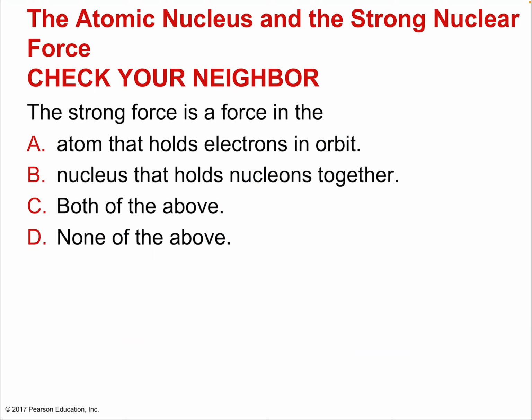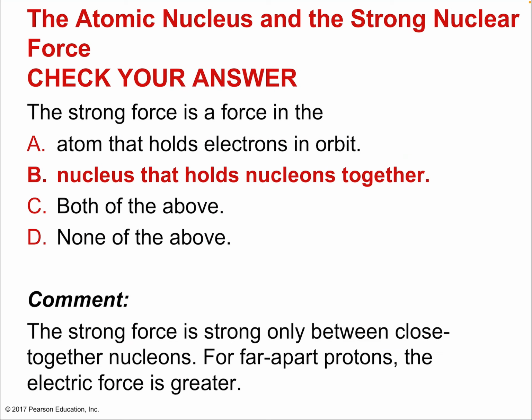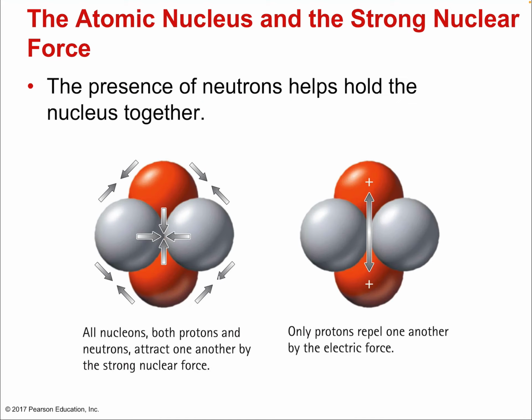Okay, so the strong force, is it a force in an atom that holds the electrons in orbit, the nucleus that holds the nucleons together, or both? What does it apply to? Well, it turns out it just applies to the nucleus. It just holds the nucleons together, as we were talking about. It explains why the protons inside the nucleus don't just tear away from each other. Okay, good. Okay, so the presence of neutrons helps hold the nucleons together.